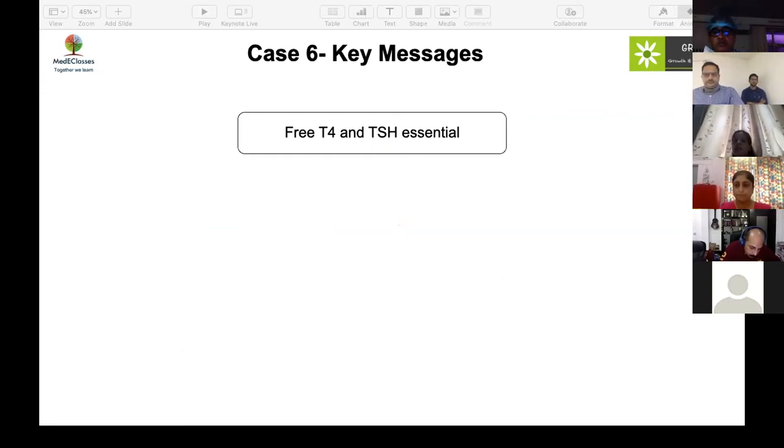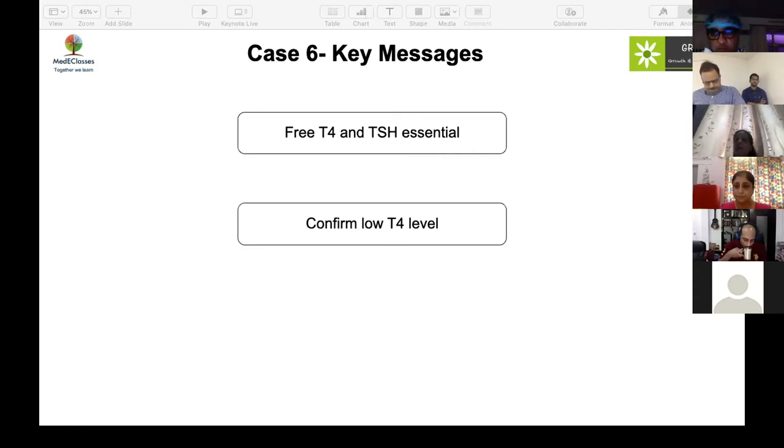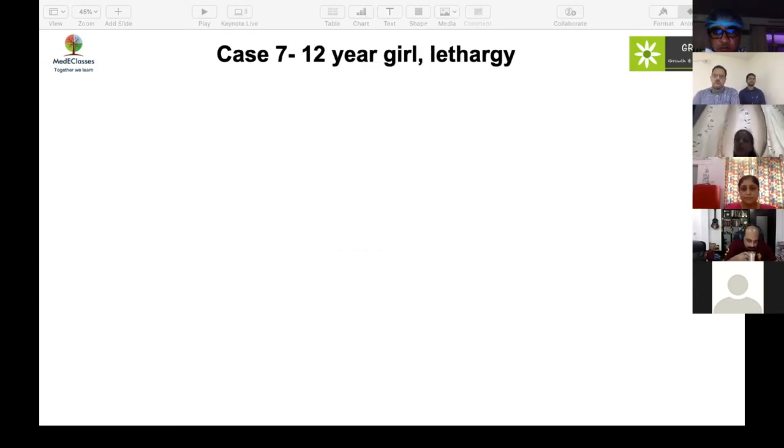There are certain conditions where T4 is low because of thyroid binding globulin. There can be regions where it can be low. So we need to have a free T4 to confirm whether this T4 value is really low or arbitrarily low. On that basis only, we can decide. Thank you. I think that this is a very big message.